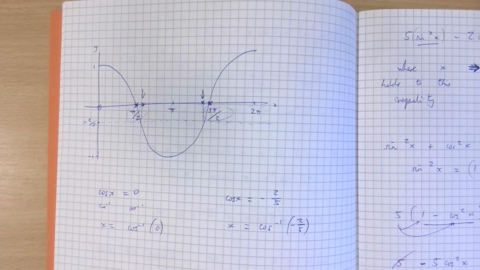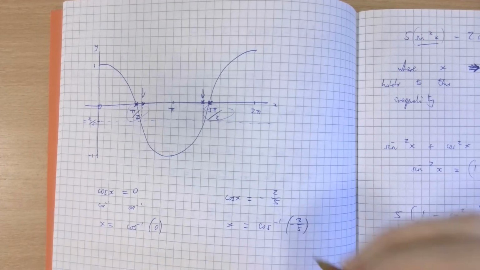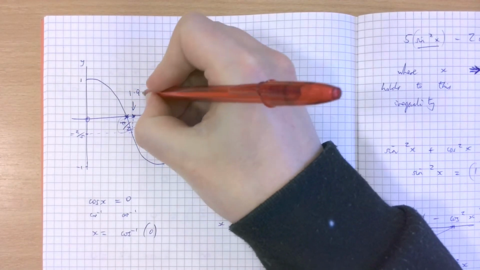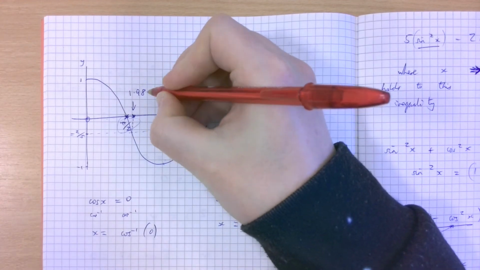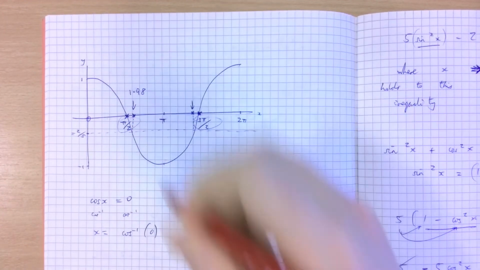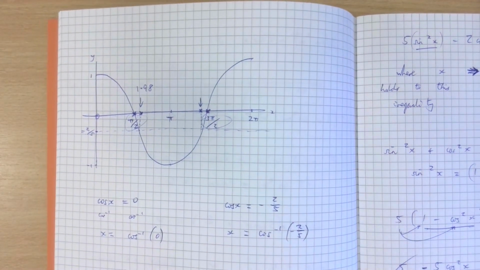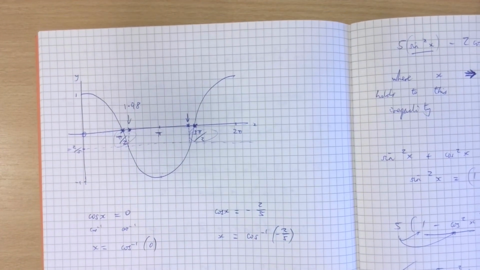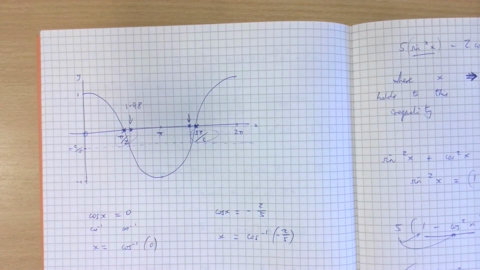So let's do it. Inverse cos of negative 2 over 5. Let me type that into my calculator. It is set to radians. 1.98. Yeah, 3 significant figures is fine. 1.98 is there. Slightly more than half of pi. 1.98. That makes sense, doesn't it?